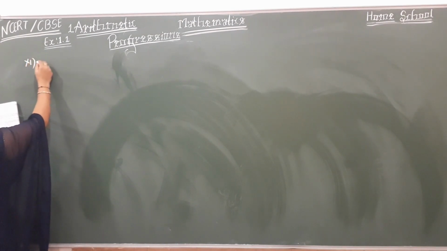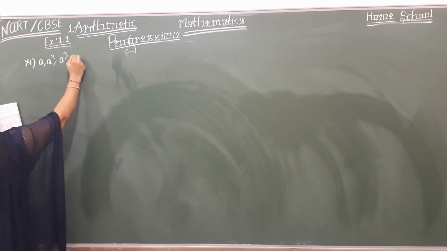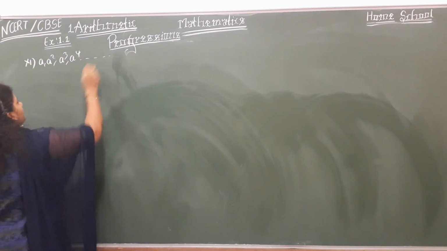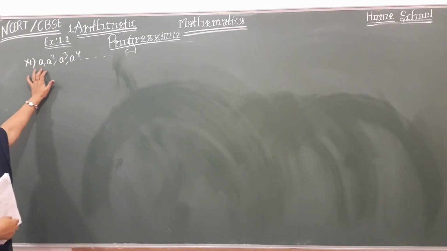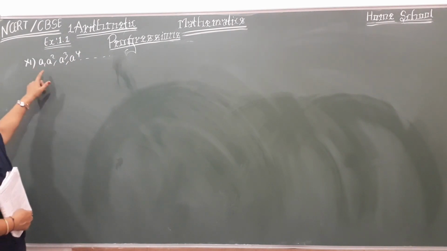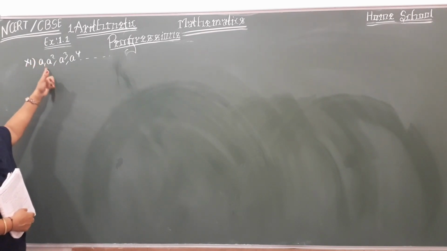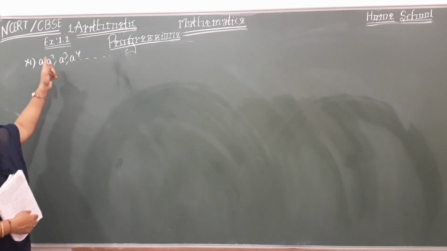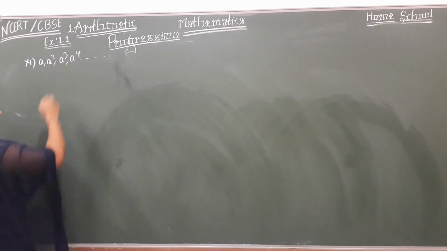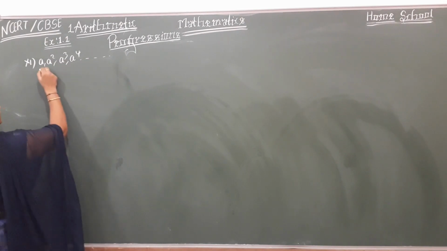What is the 11th sub-question, children? A square, A cube, A power 4, and so on. Look here how it is. A. If you add A, it must be 2A. But here what's going on? A is multiplied here. What is A into A? A square. A square into A is A cube. A cube into A is A power 4. Okay, let's start numbering. So directly you can say it is not in AP, it is in GP. But we have to prove it, right?